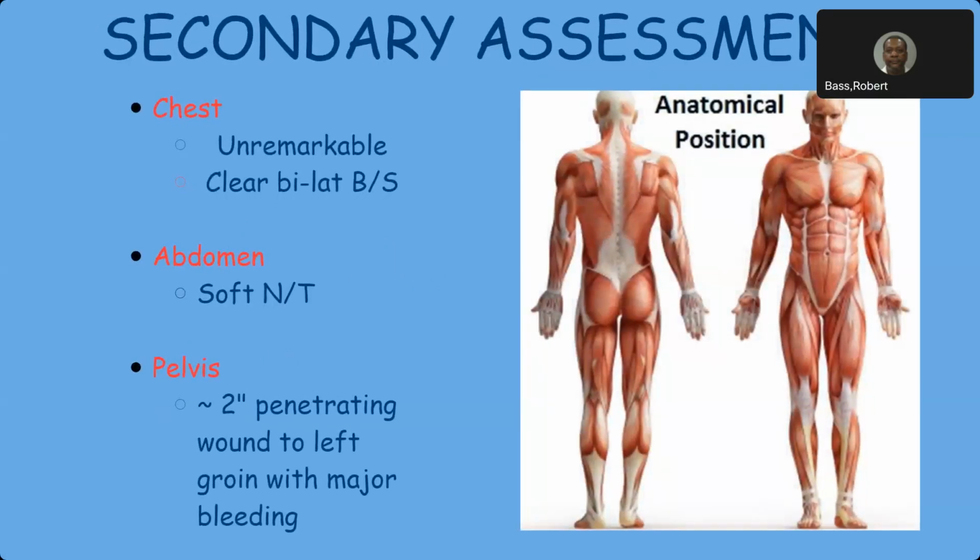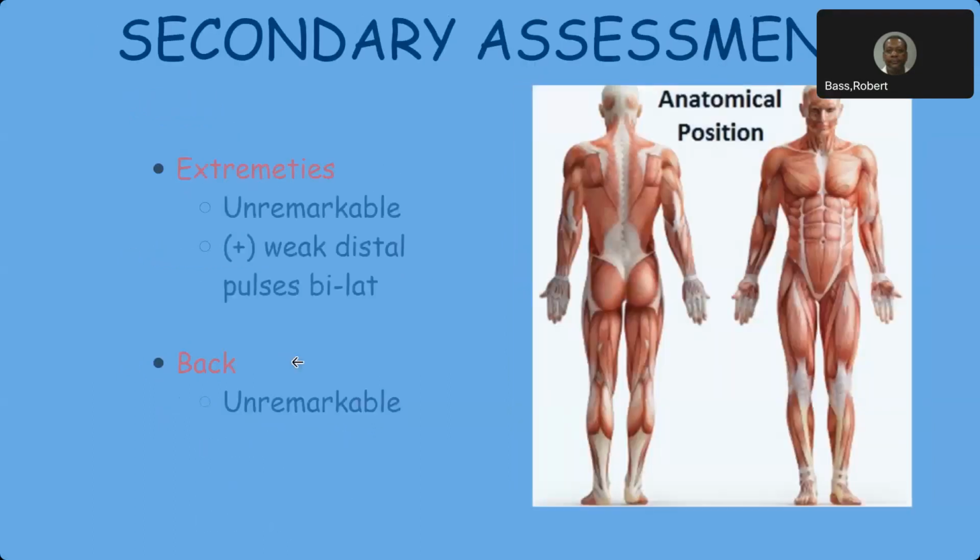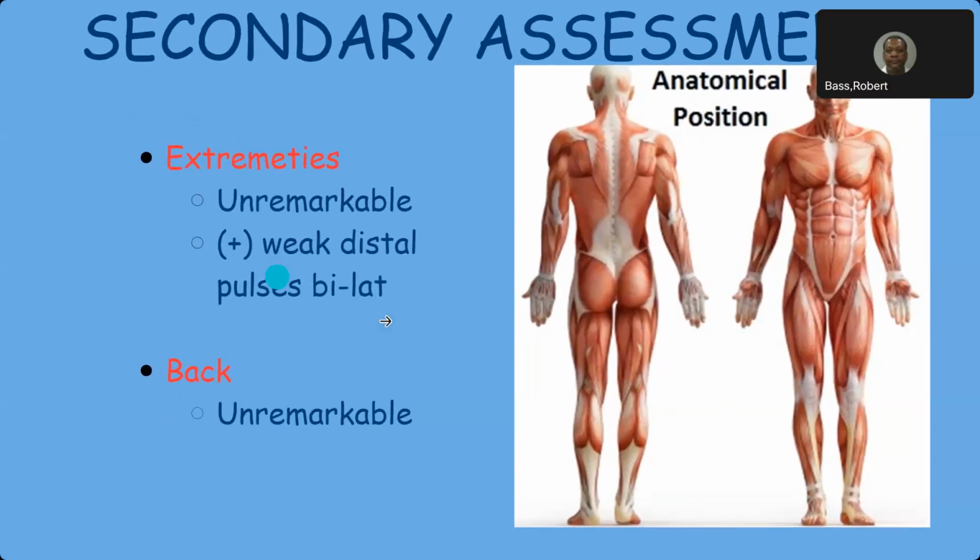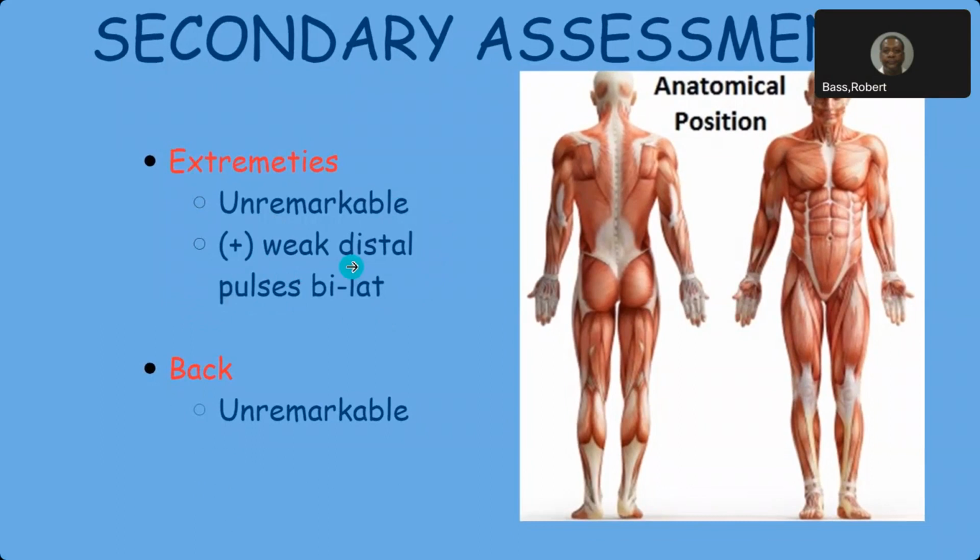Another concern here is going to be those weak distal pulses. This also signifies that perfusion is getting worse. The body is making an attempt to actually take care of itself by shunting the blood from the periphery, or from the surface, to the core to take care of those vital organs.